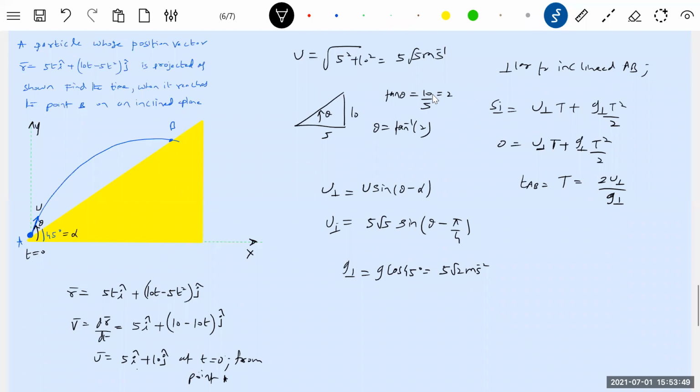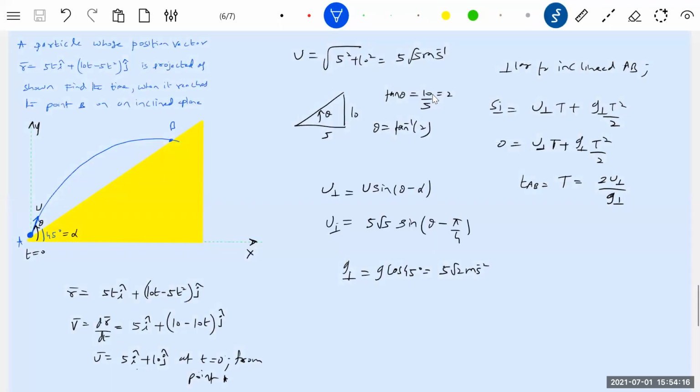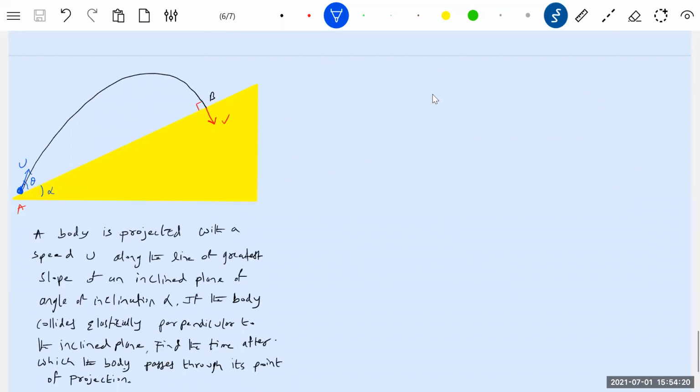You have to work it out. I'll go for the next problem. Don't get scared. Instead of giving the initial velocity, they'll give the position vector. You do the calculation later on. We'll have one more problem.